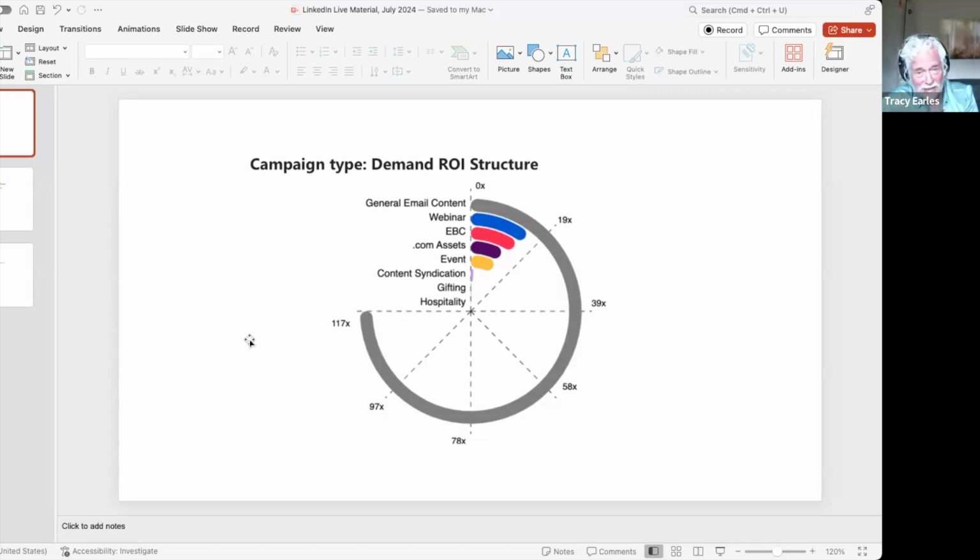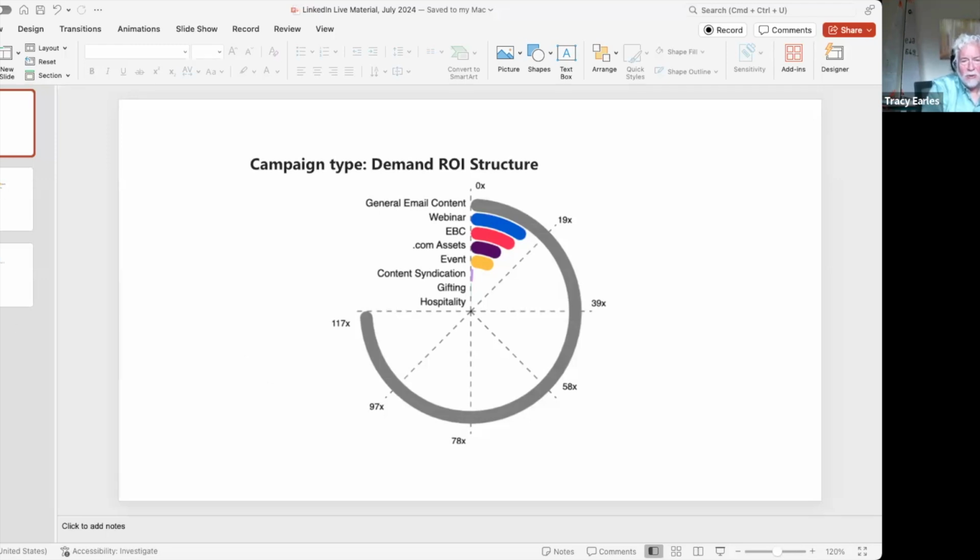The first thing you see on this, and by the way, the numbers 0x to 117x, that is the output of the equation. That is pipeline divided by investment. So Misha mentioned earlier, email is very close to free, so you expect it to have a very high return. Let's think about email as compared to something like events. Events cost a lot of money, and so you would expect them to have a lower ROI, but what's good?